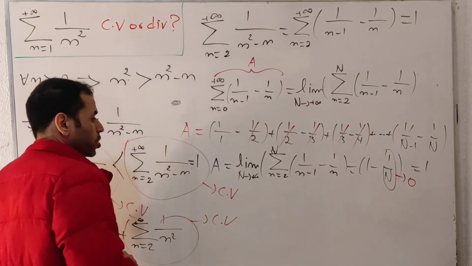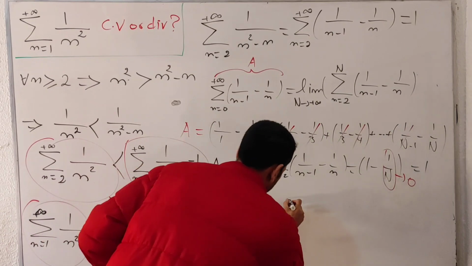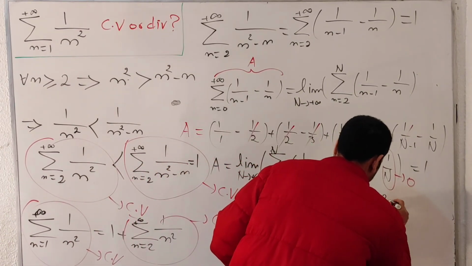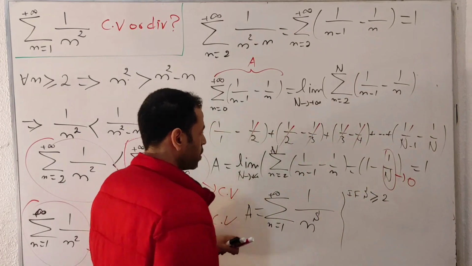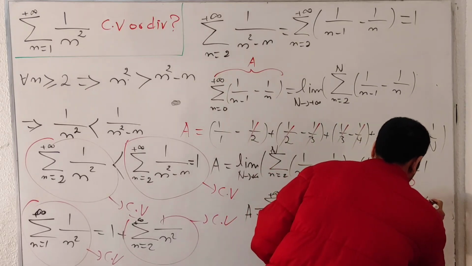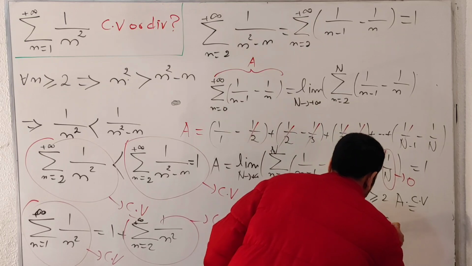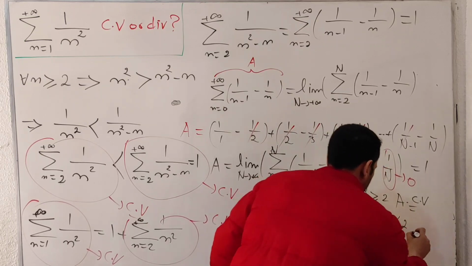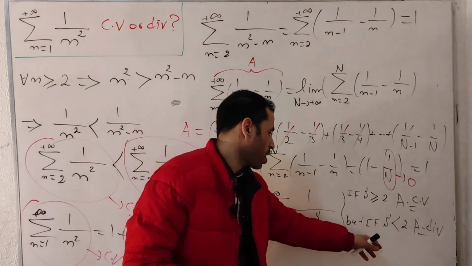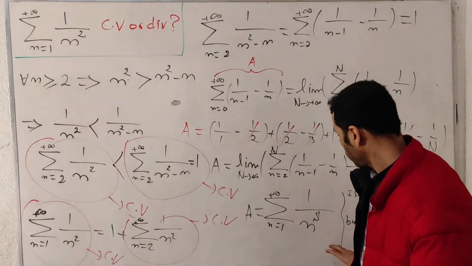Now the most important observation that I have made here concerns these sums. If s is superior or equal to 2, let's call the sum capital A, then the series is a convergent series. But if s is strictly inferior to 2, capital A becomes a divergent series because it's a harmonic series. We proved this in the previous video. So I am done with this proof.